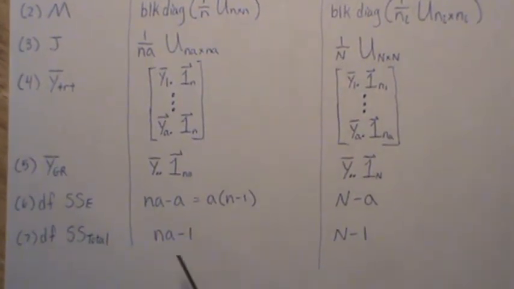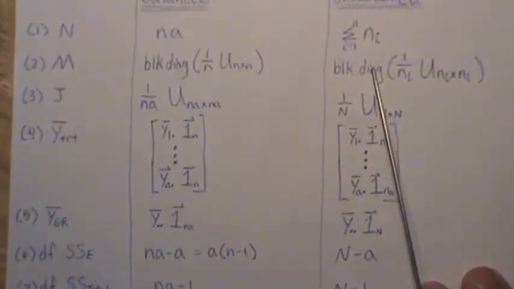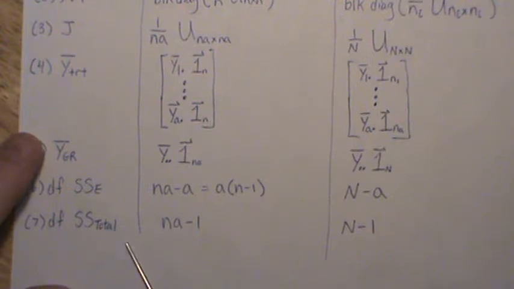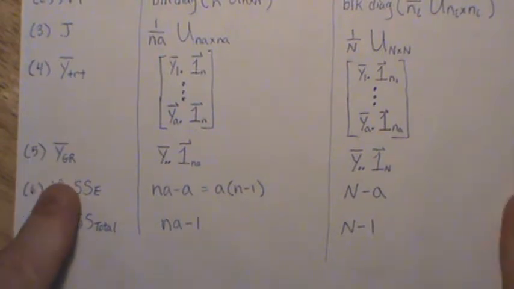The degrees of freedom for error in the balanced case is NA minus A. In the unbalanced case, it's capital N minus A, where capital N is the sum of the Ni's. Total degrees of freedom is NA minus 1 in the balanced case, and N minus 1 in the unbalanced case.